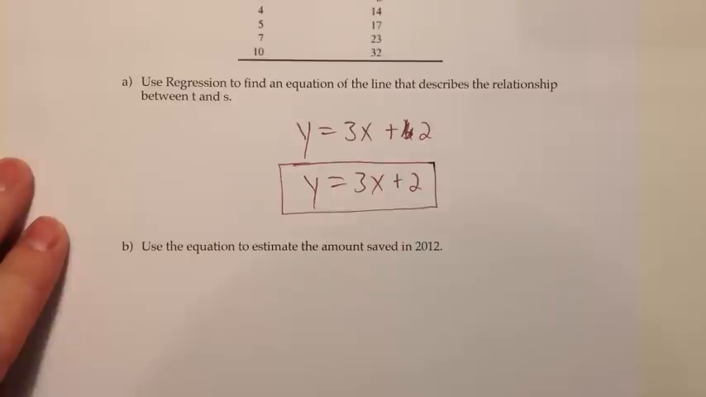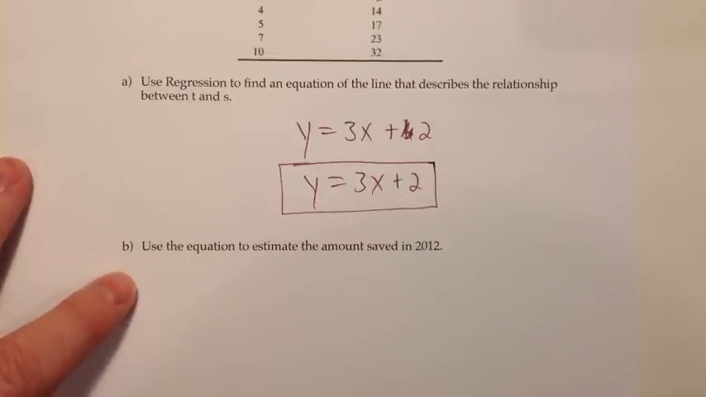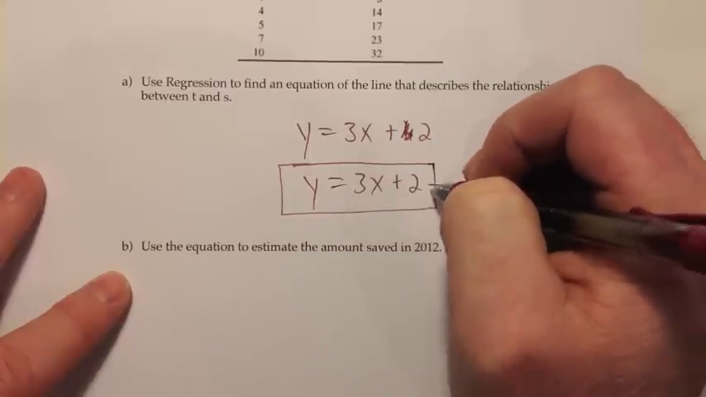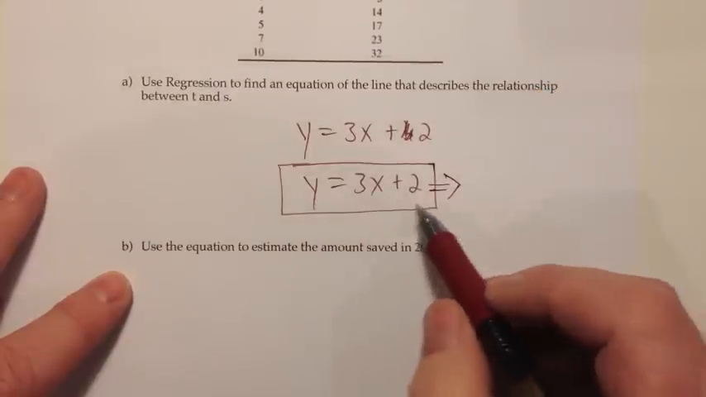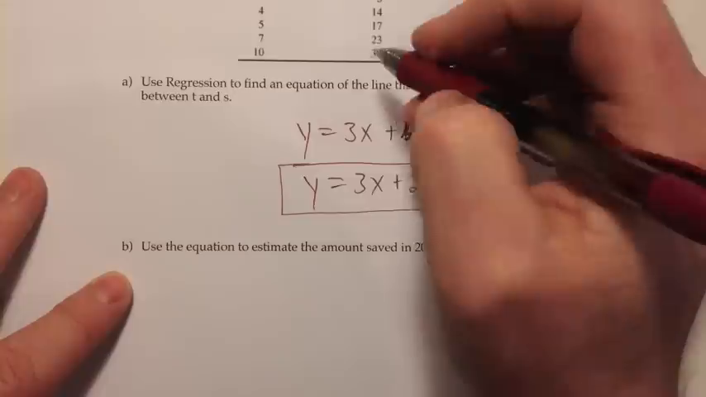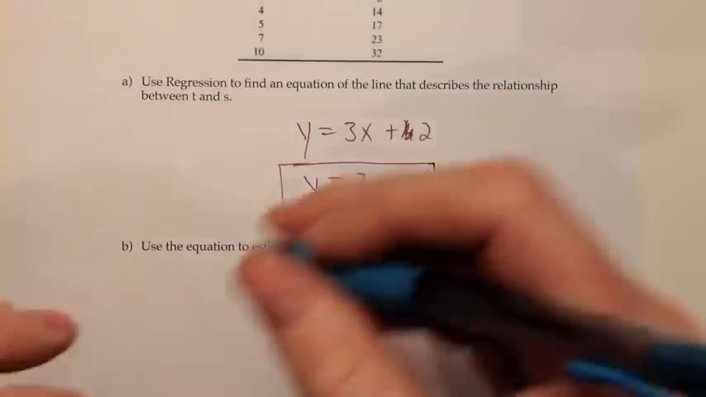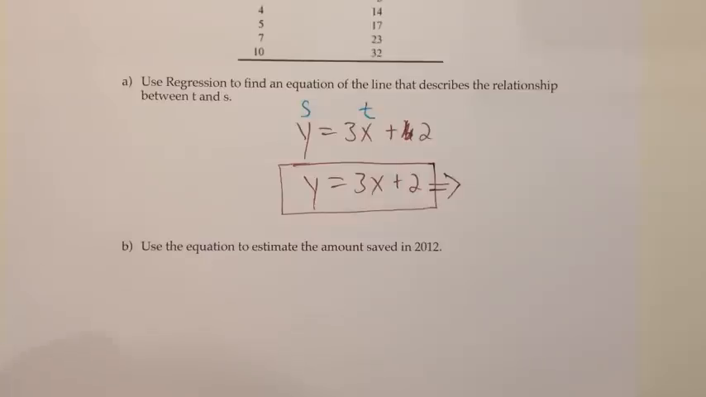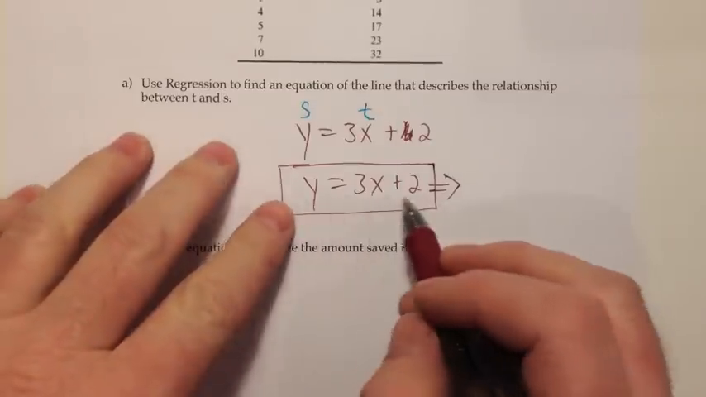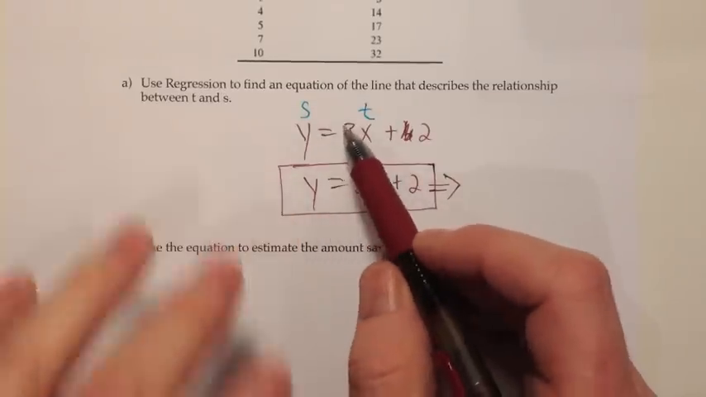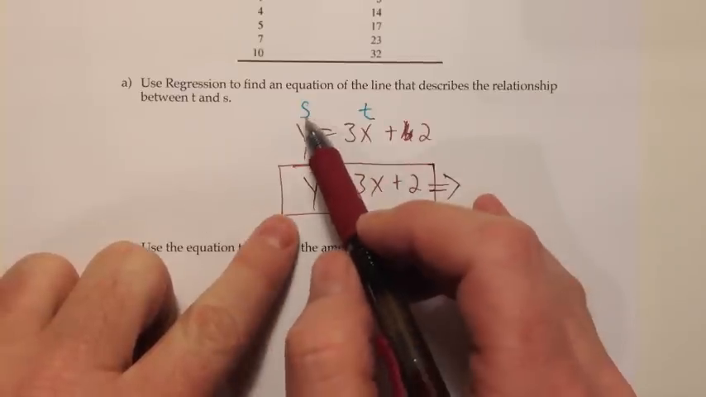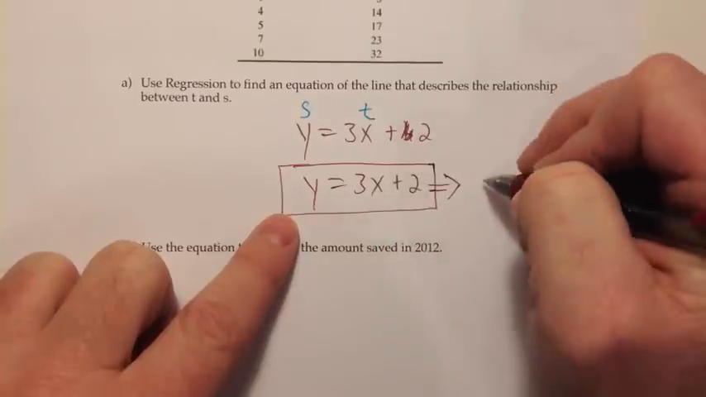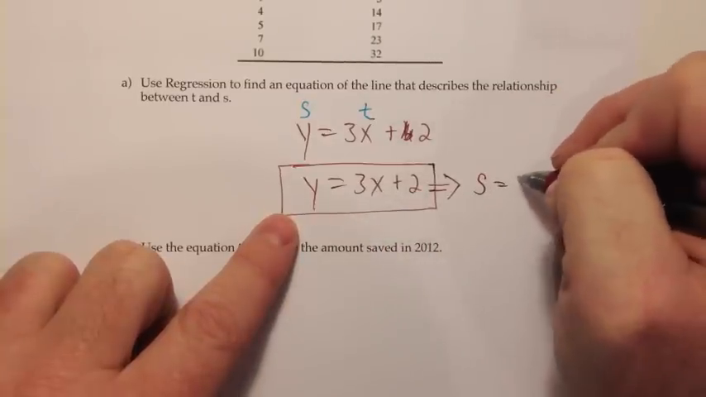Use the equation to estimate the amount that would be saved in 2012. So all we have to do is plug that in, and whoops, mistake number two on this page. This is fine for the equation, but our input variable is t, and our output variable is s, so I need to rewrite this equation real quick. This is fine for thinking about it, and even if I hadn't made a mistake, I still might have done it with the y and the x's first, and then translated over to the variables of the problem.